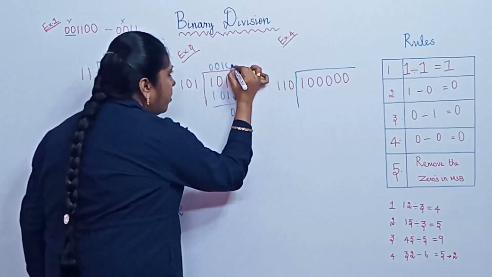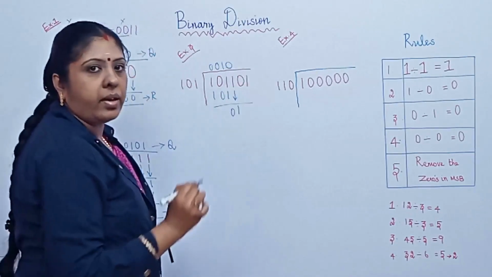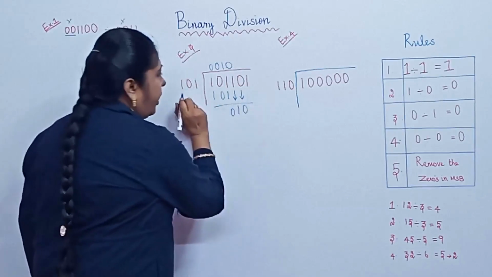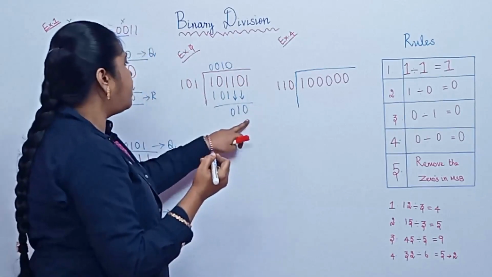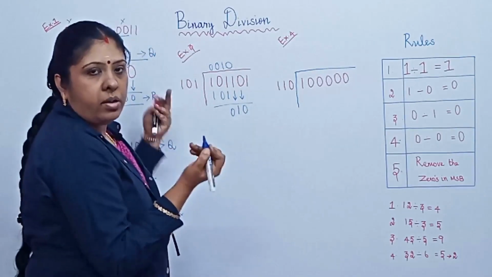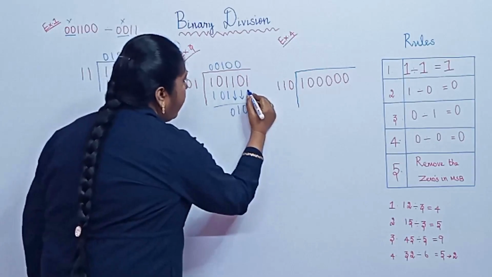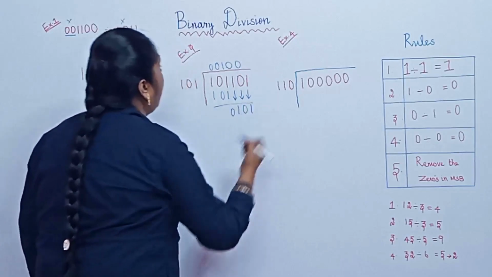So a 0 is placed here. Again we are bringing down the next digit 0. Again it cannot be divided. 0 1 0 cannot be divided by 101. So again a 0 is placed. Again we are bringing down the next digit 1.